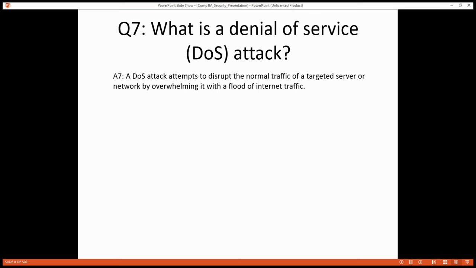Q7. What is a denial of service, DOS attack? A7. A DOS attack attempts to disrupt the normal traffic of a targeted server or network by overwhelming it with a flood of internet traffic.